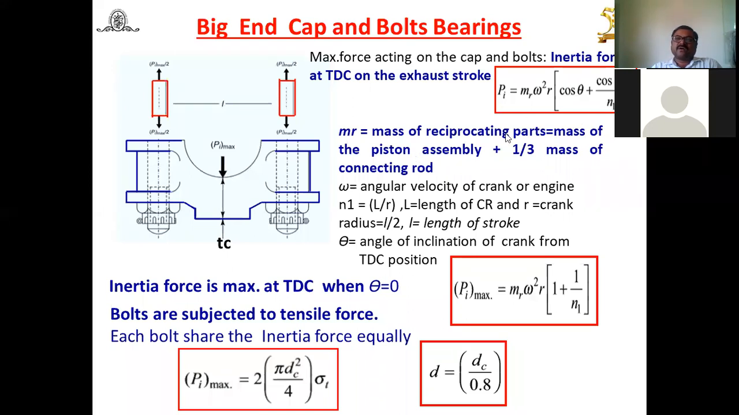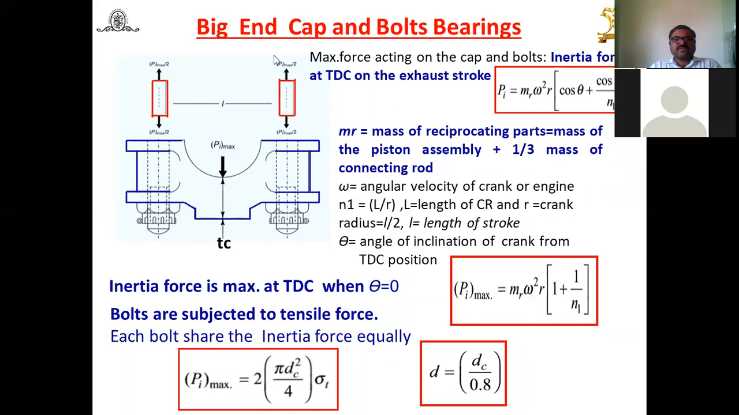But you will find how much is the mass which is coming on the large end. The mass which is coming on this big end is equal to the mass of the reciprocating part, which is the mass of the whole piston assembly plus 1/3 of the mass of the connecting rod which comes on this big end cap. And n is L by R, where L is the length of the connecting rod and R is the crank radius. All relations you already studied in the earlier session also.